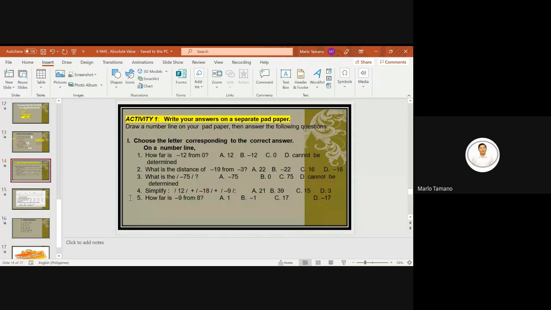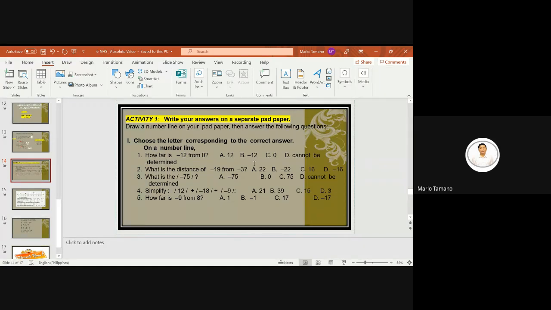Ito lang, 1 to 5 lang. O sagutan na natin dito. So all you have to do is draw a number line on your pad paper. Then answer the following question. Kapag nakagawa na kayo ng number line ninyo, sasagutan ninyo yung 1 to 5.